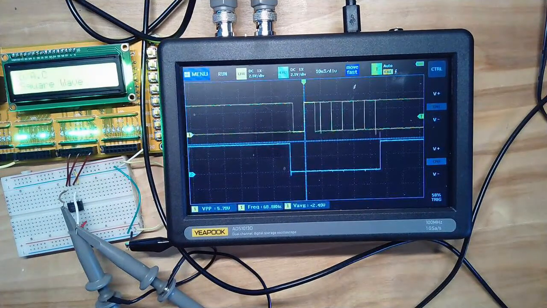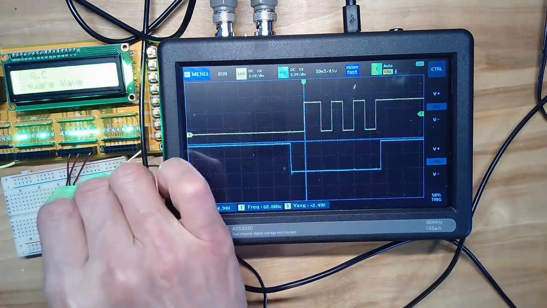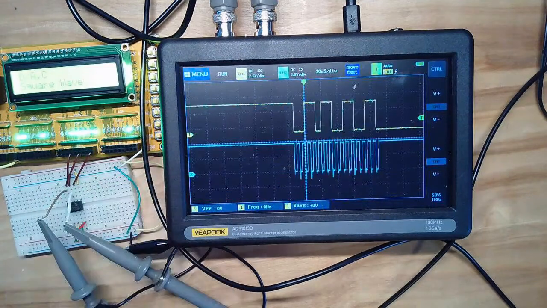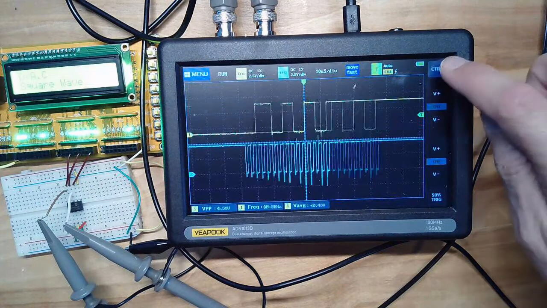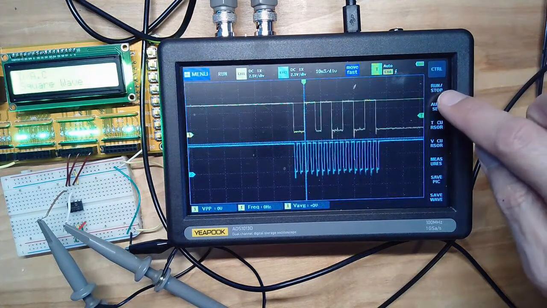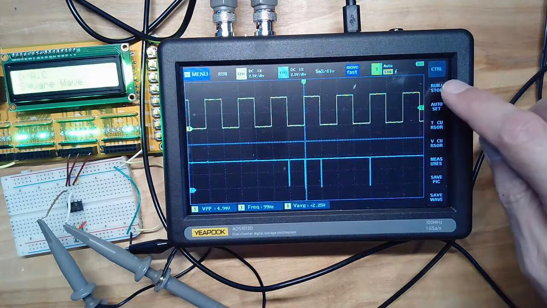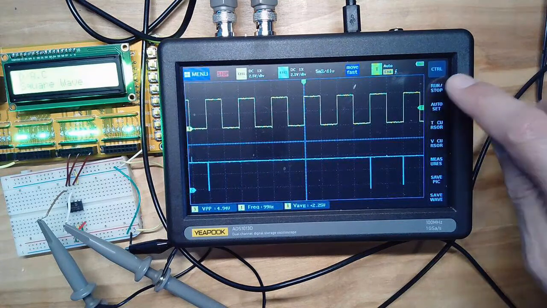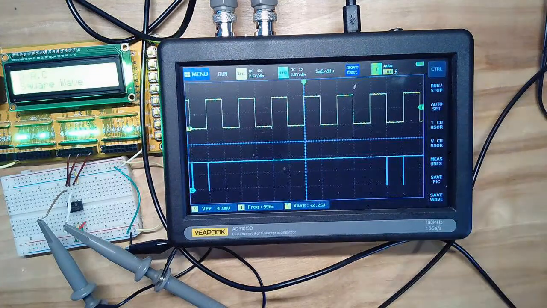Chip select goes low, I send my data bits, and let's pull this pin over 1. And there's my clock. And let's see if I stop this so you can see it. Oops, wrong button. Oh, anyway, you saw that.